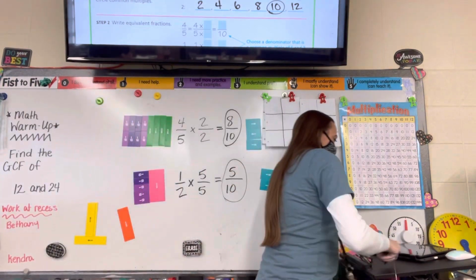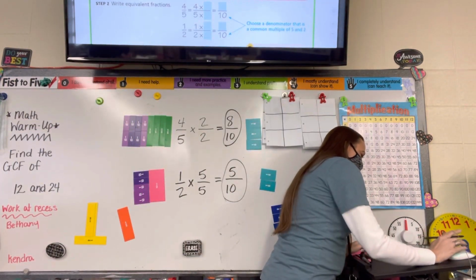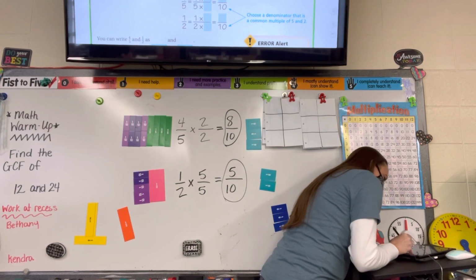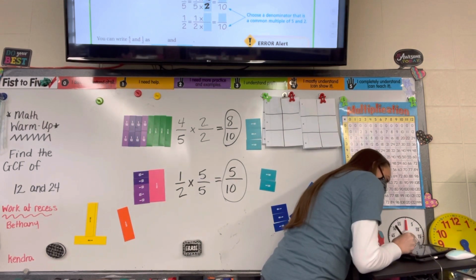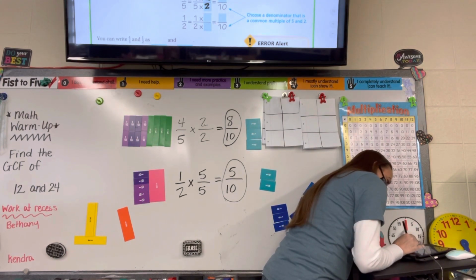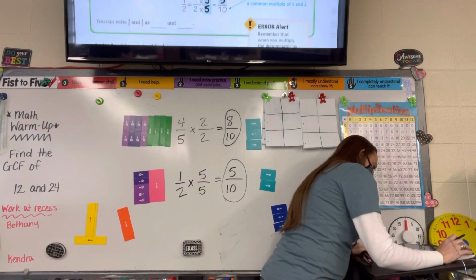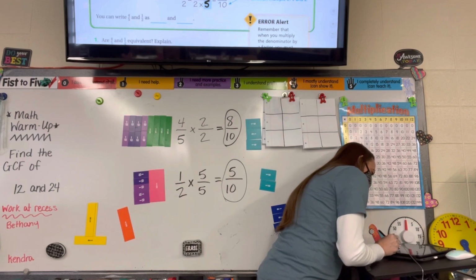So what we did here is multiply by the other fraction's denominator. So we multiplied 4/5 times 2/2 and got 8/10. And we multiplied 1/2 times 5/5 and got 5/10. So you can rewrite 4/5 and 1/2 as 8/10 and 5/10.